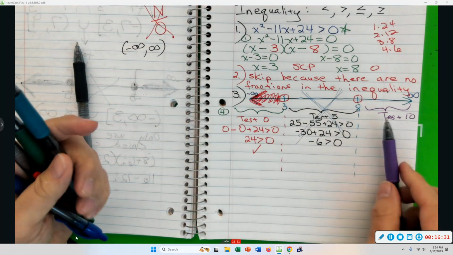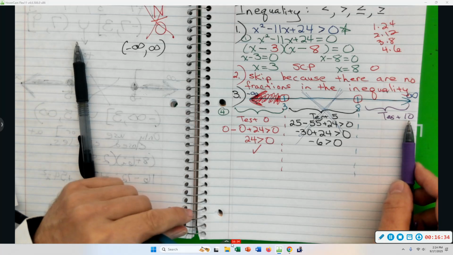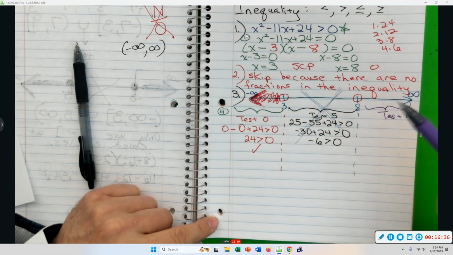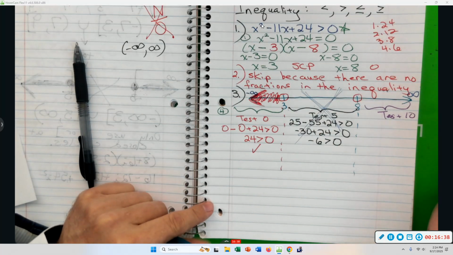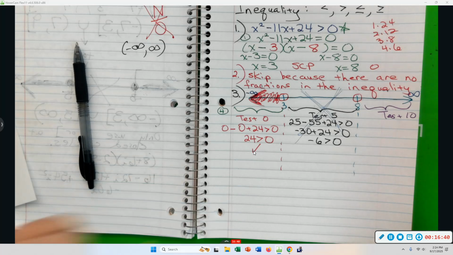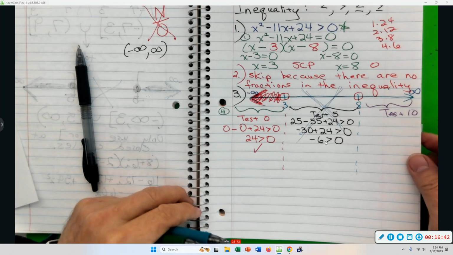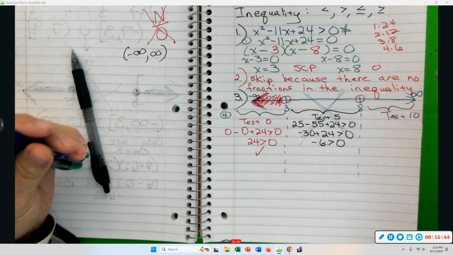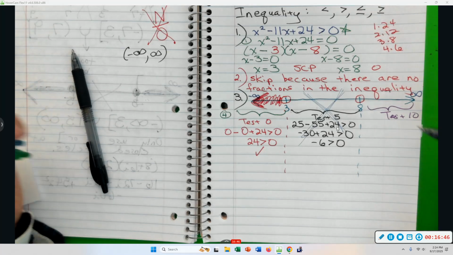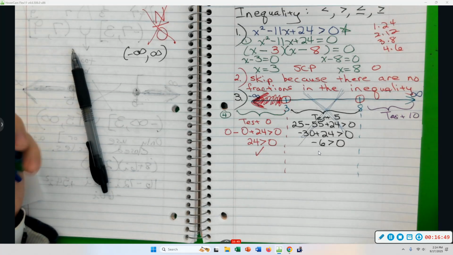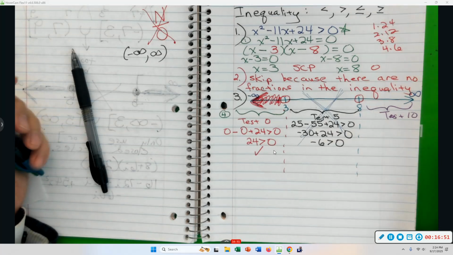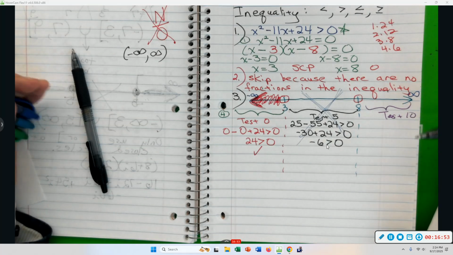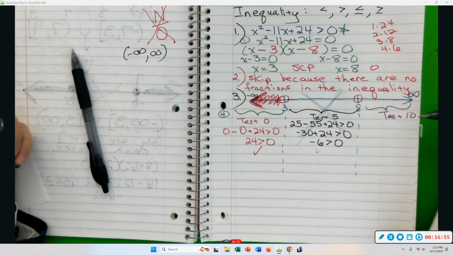Okay, last interval. We're going to plug in 10. 10 squared. What do y'all think's going to happen? Just guess. If you had to guess, this is a game in Vegas, and you're betting money on it. You think it's going to be true? Let's see. Plug in a 10.